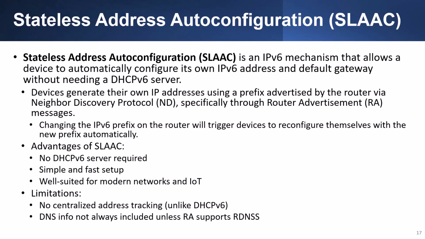Advantages of SLAAC include no DHCP version 6 server required, simple and fast setup, and it is well suited for modern networks and IoT. Limitations include no centralized address tracking, unlike DHCP version 6, and DNS information not always included unless the RA supports RDNSS.